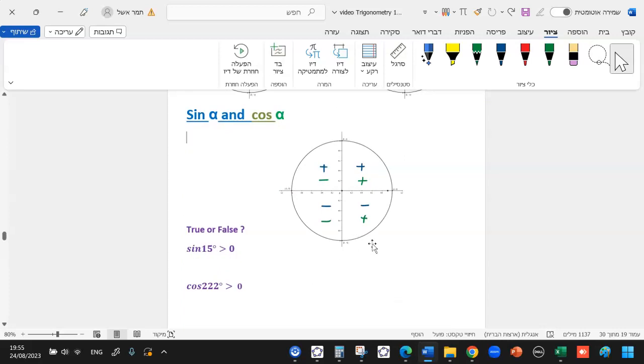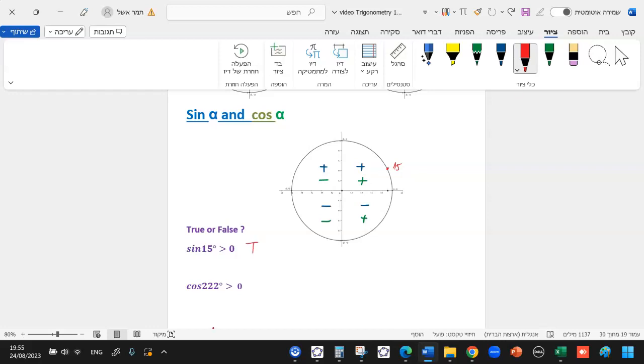Here's a summary of sine and cosine together, and that leads us to a type of questions that you might be asked in the quiz. True or false? Sine 15 is a positive number. Is it true or false? Without calculator, we know that 15 is somewhere here in the first quadrant. This is around 15. We know that here the y coordinate is positive, so sine 15 must be a positive number, and this is true.